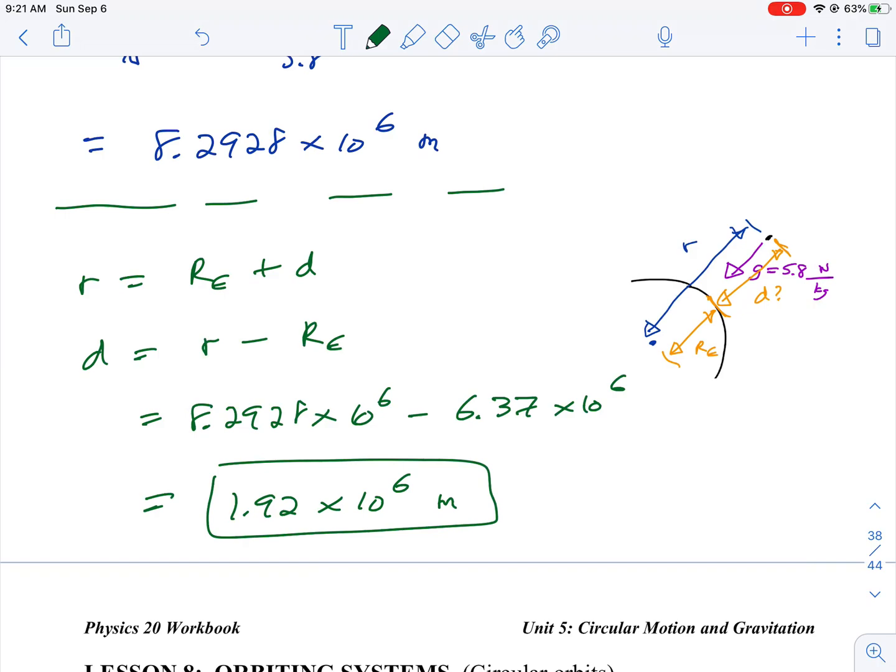That means if you dropped an object at that location, it would accelerate downward towards the center of the Earth at 5.8 meters per second squared at that particular moment.